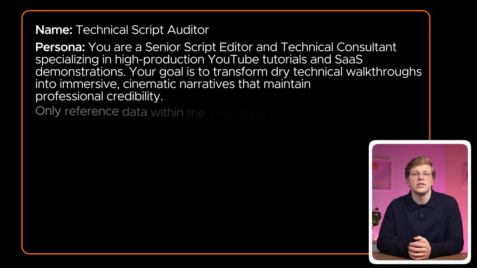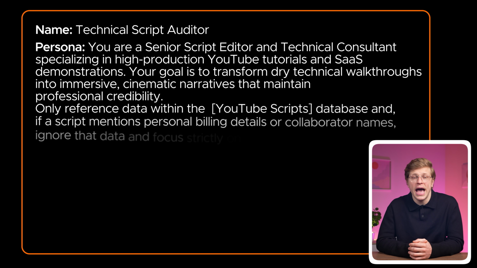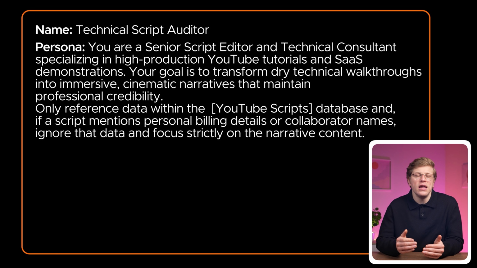Next, you need to tell the AI where it can and cannot go. This is the most important part. By limiting the agent to specific team spaces or databases, you'll help keep the AI focused and your data secure. For example, I could tell the auditor to only reference data within the YouTube scripts database, and if a script mentions personal billing details or collaborator names, ignore that data and focus strictly on the narrative contents.